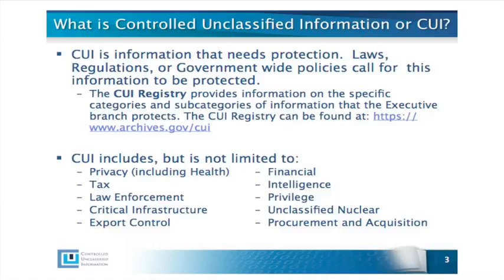CUI includes, but is not limited to, privacy, including health information, tax information, law enforcement, critical infrastructure, export control, financial, intelligence, privilege, unclassified nuclear, procurement, and acquisition. This is just the start of all the different types of CUI that could be protected.